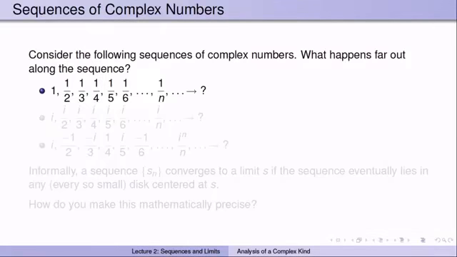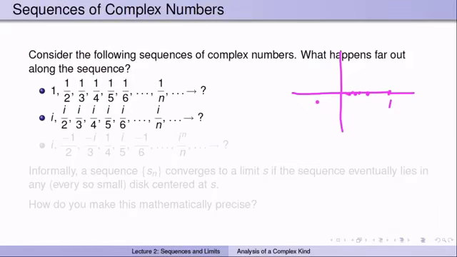Consider, for example, the following sequence of complex numbers. It's just the list 1, 1/2, 1/3, 1/4, 1/5, and so forth. This is a sequence of complex numbers. What happens as these numbers get further and further out to the right? If you were to graph these in the complex plane, say 1 is here, 1/2 is here, 1/3 here, 1/4, 1/5. So these points seem to accumulate near the origin.